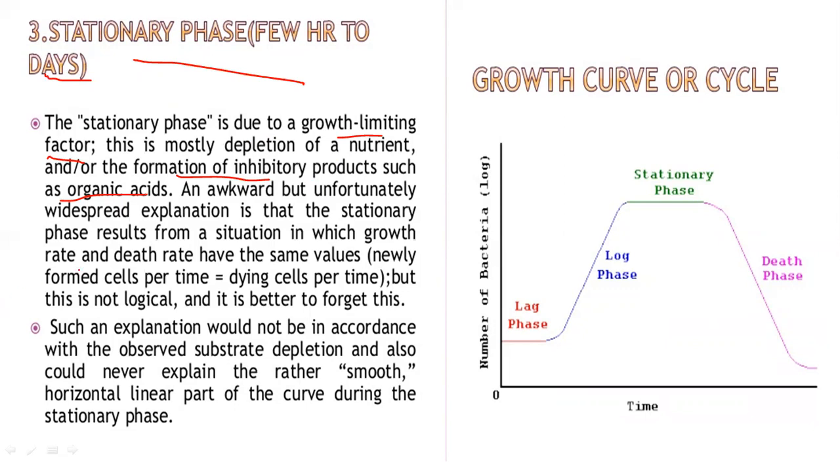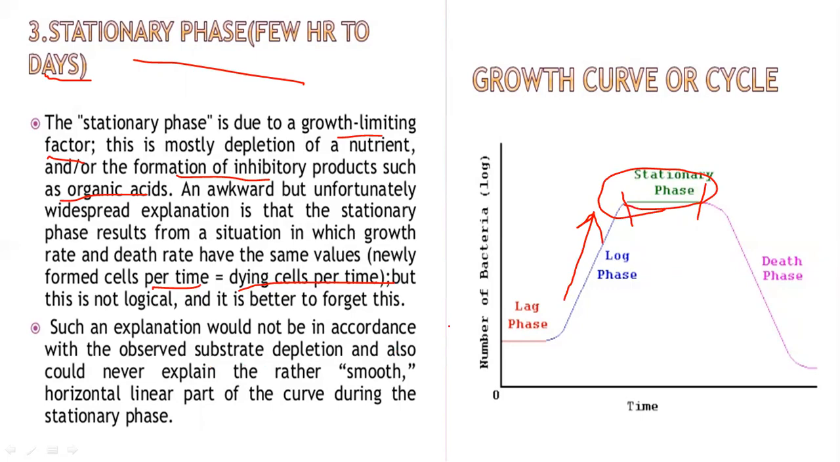We can see in this curve that there is a straight line at a specific height, which means the cells are continuously growing, with no net decrease. But in this stationary phase, as many cells as are increasing and dividing, or newly formed per time, the dying cells per time are at the same ratio. So both dying cells and newly formed cells are at the same rate at that time.